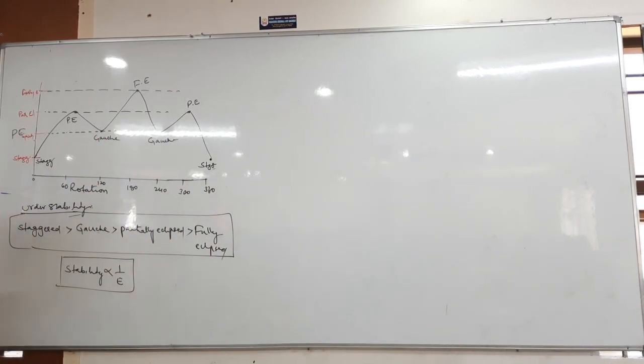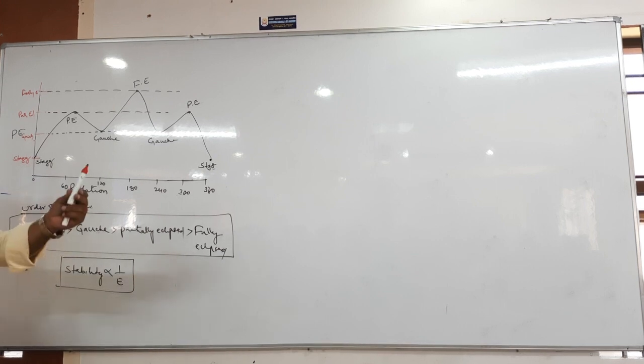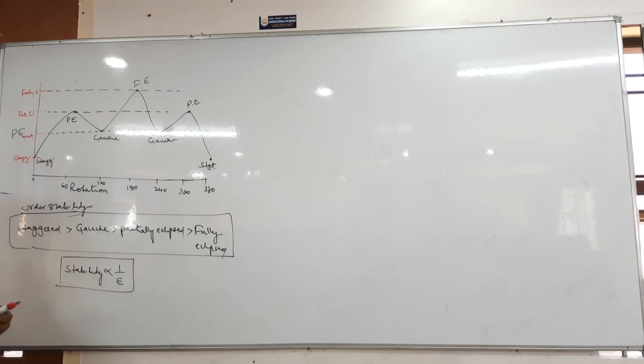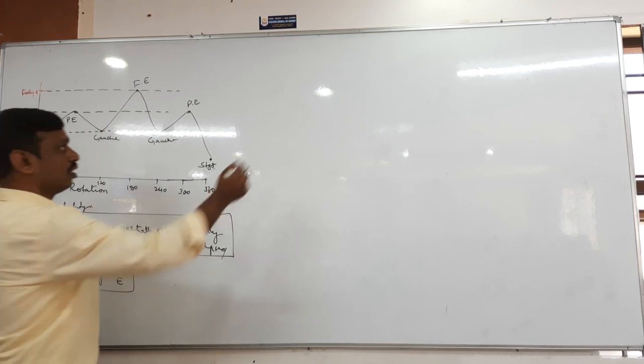So now tell me, in N-butane, which is the most stable conformation? Staggered. So what is the dihedral angle in staggered? The angle between two methyl groups. What is the angle between two methyl groups in staggered? The two methyl groups are opposite, it is like this. It is 180.